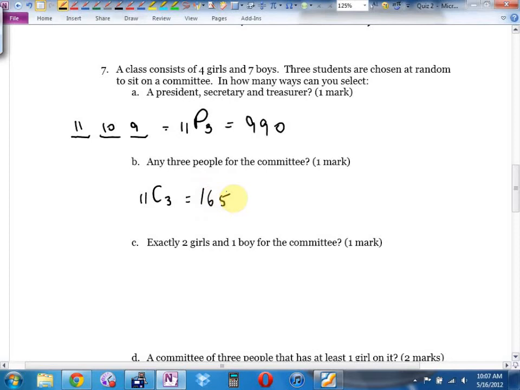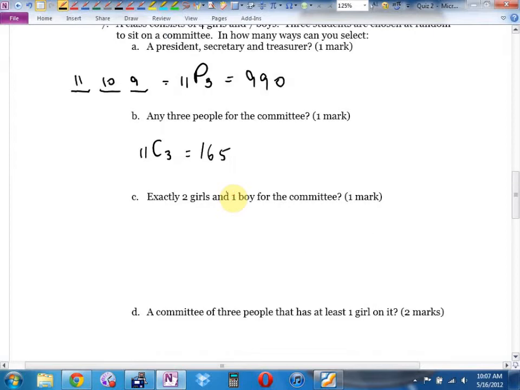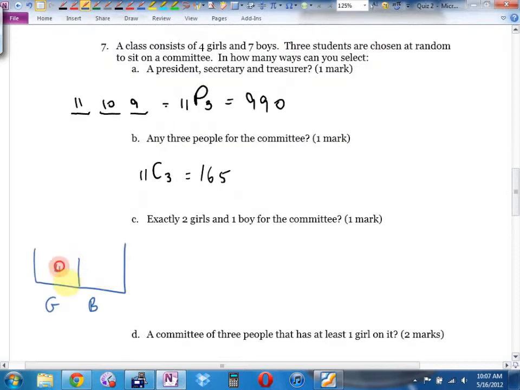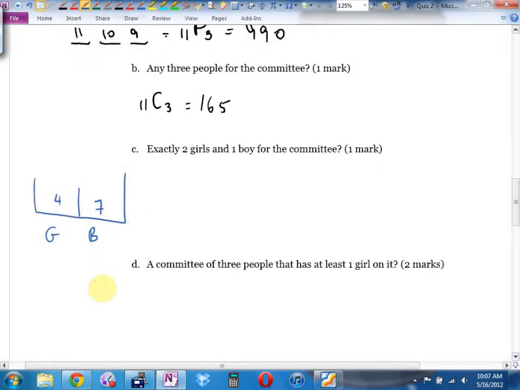Now we're going to go into subgroups, boys and girls, or cards, spades and not spades. Subgroups, bucket. Girls and boys. How many girls? 4. How many boys? 7. How many do I want to choose? 2 and 1. It's going to be 4 choose 2 and 7 choose 1. I think 4 choose 2 is 6. I know 7 choose 1 is 7. Is it 42?